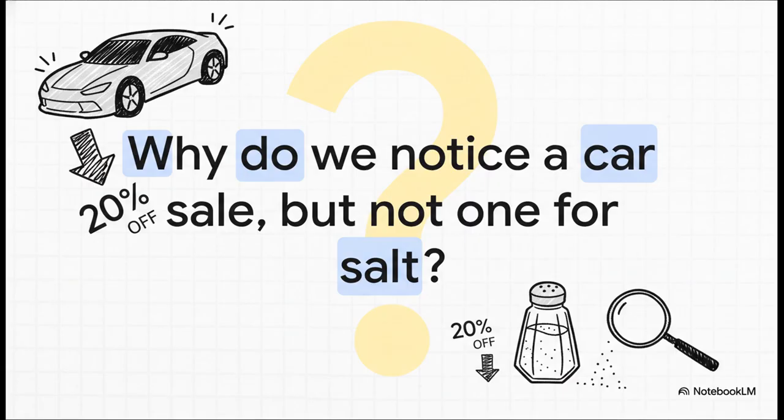Think about it. Why does a 20% off sale on a car cause this huge frenzy, right? But a 20% off sale on, say, table salt goes completely unnoticed? I mean, the discount is exactly the same percentage, so what's the deal?